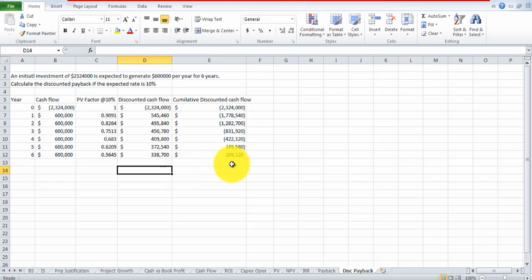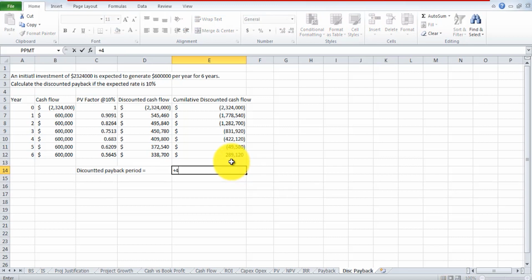That is, the discounted payback period will be equal to 5 years plus $49,580 divided by $338,700. That's going to be a fraction of 0.15. So it's going to be 5.15 years. Okay, so this is how you get your discounted payback period.